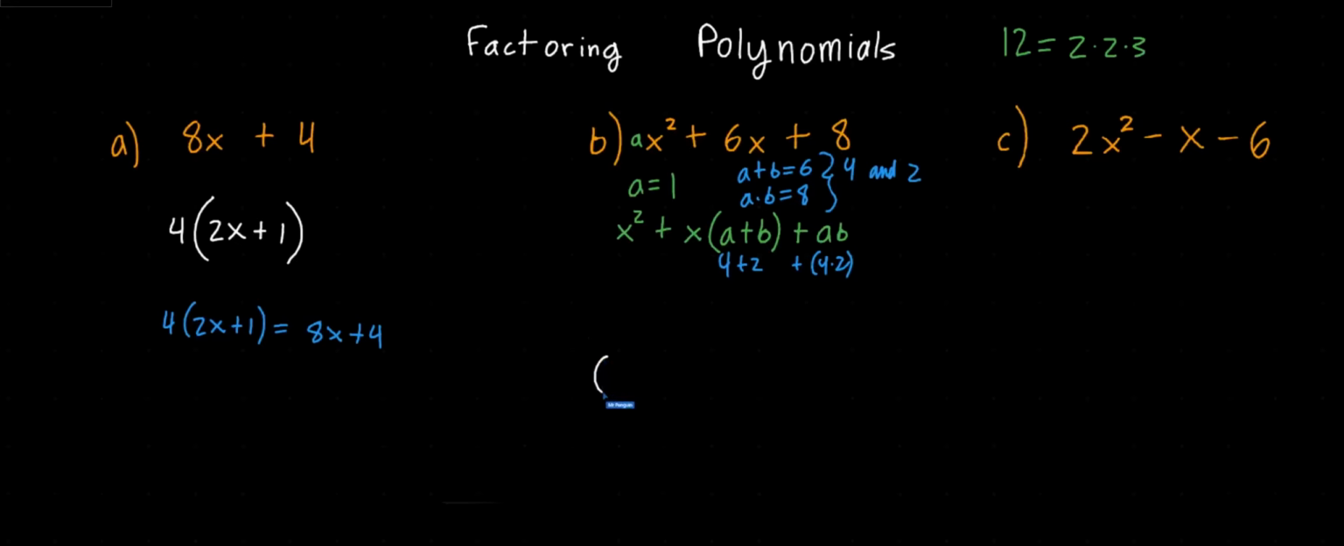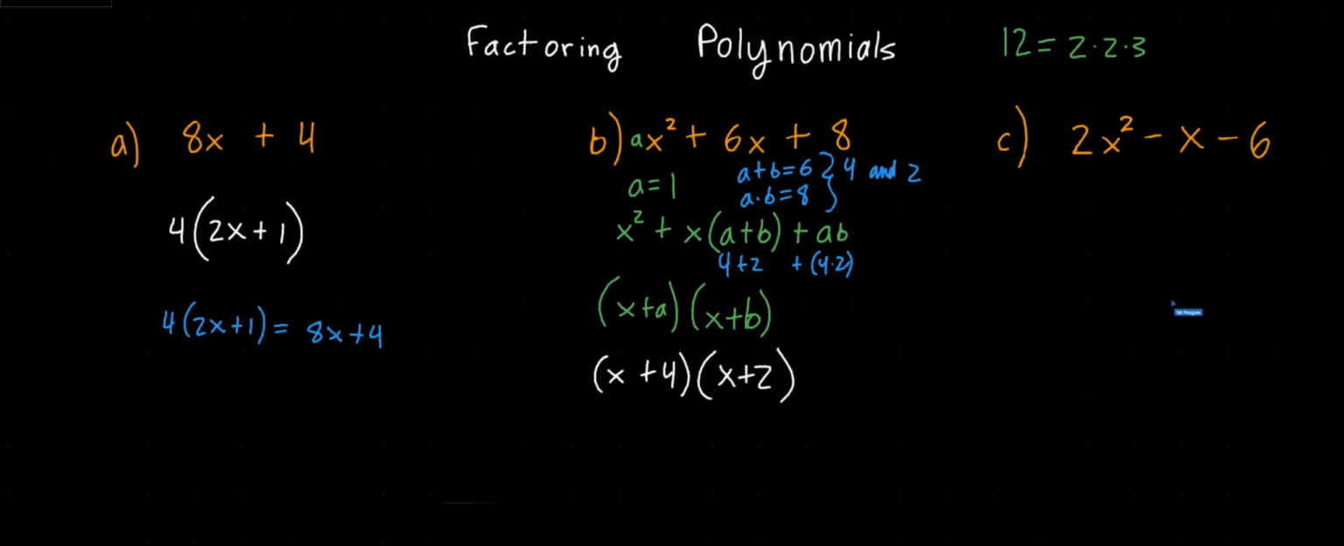That means we would get x plus 4 times x plus 2. Because the expanded form can be written as x plus a times x plus b. It could also be written as that, and that's how I got x plus 4 times x plus 2.